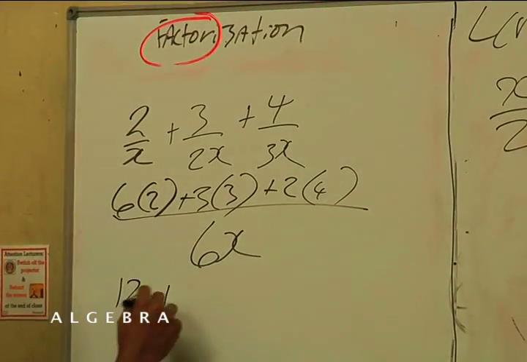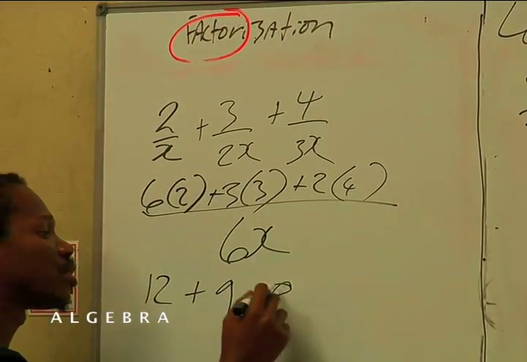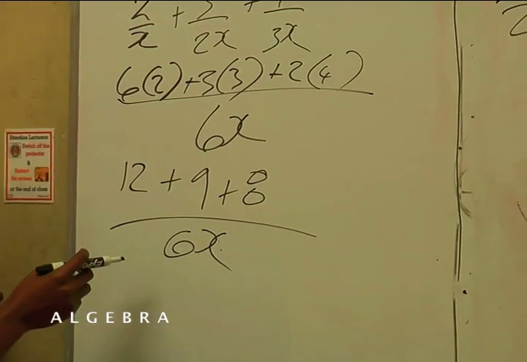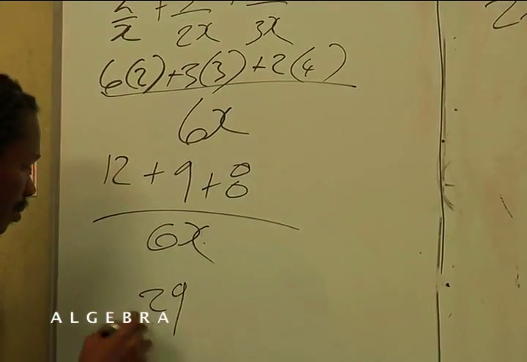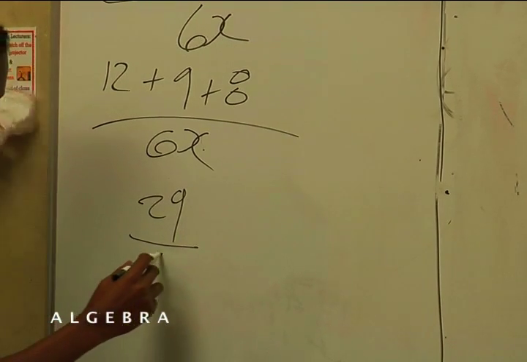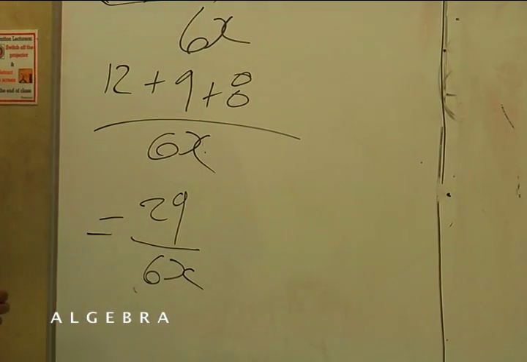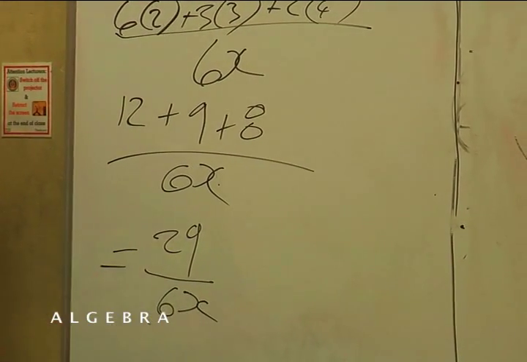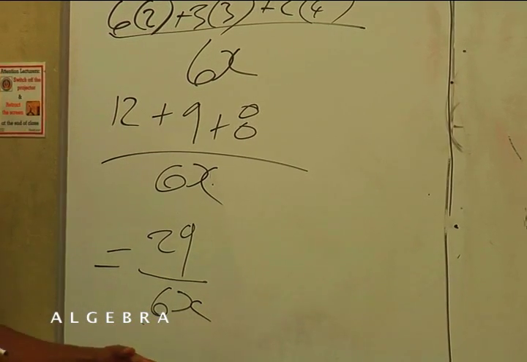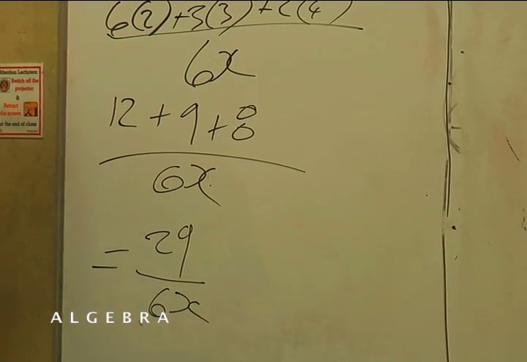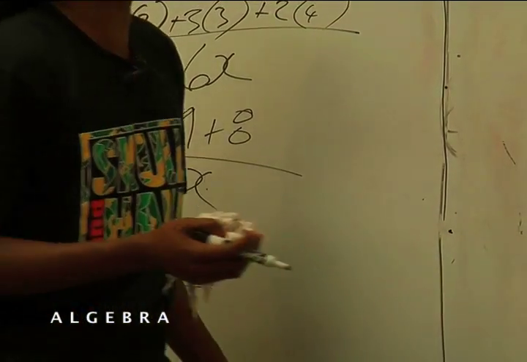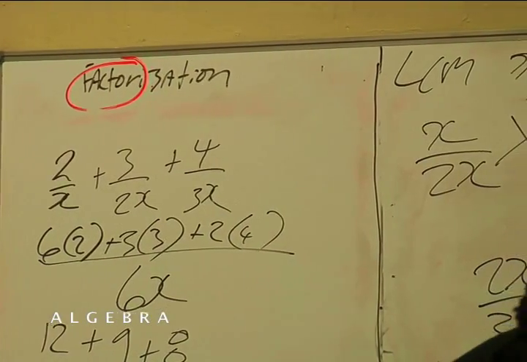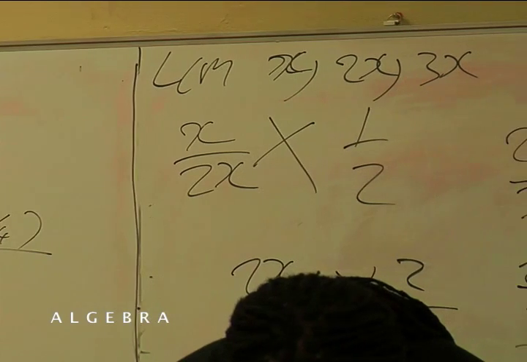6 2s plus 3 3s plus 2 4s all over 12x, and 9, 19, 20, 21 and 8, 29. It can't be improper because I don't know what x is. Suppose x is 5, that'll be 29 over 30. Suppose x is 100, that's 29 over 600. See how much easier? Simple fraction.